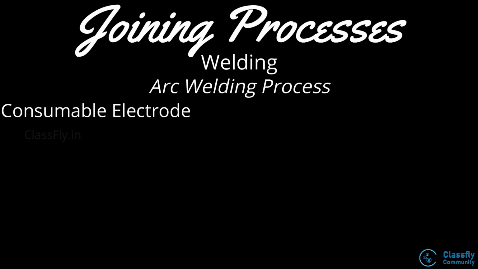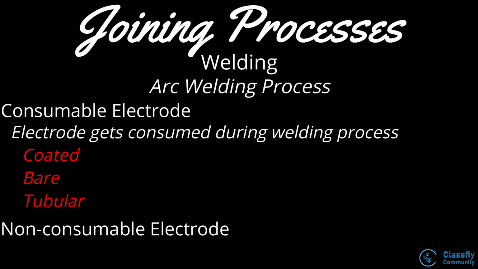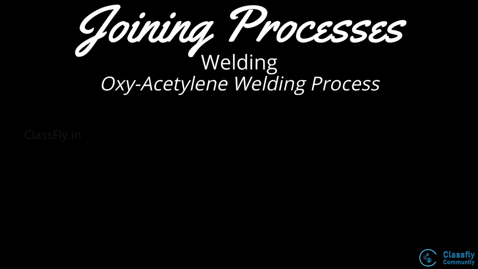the consumable electrode, which is the electrode which gets consumed during the welding process, which are further classified into coated, bare and tubular electrodes, and also non-consumable electrodes, which are the electrodes which do not get consumed in the welding process. Then we looked into the oxyacetylene welding.